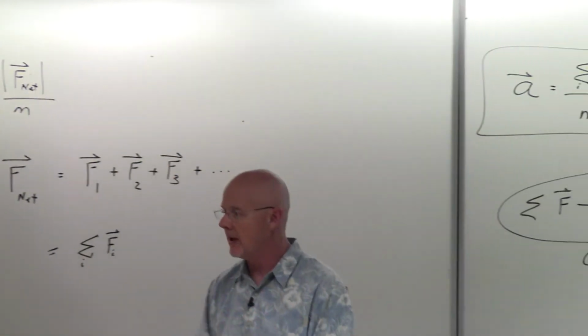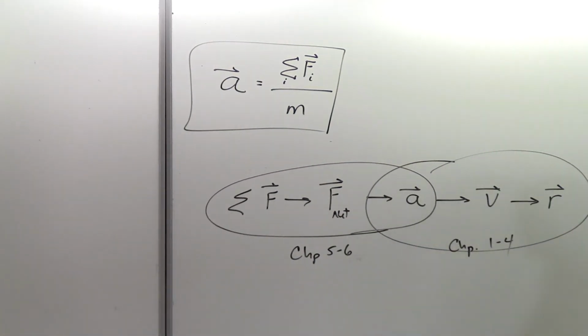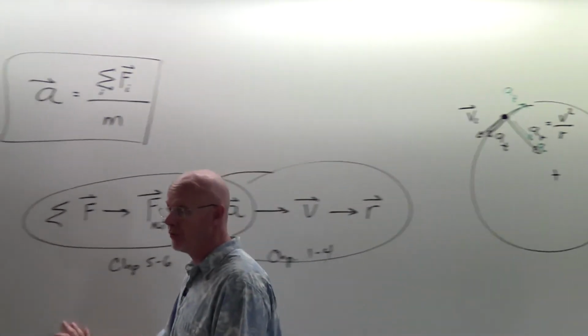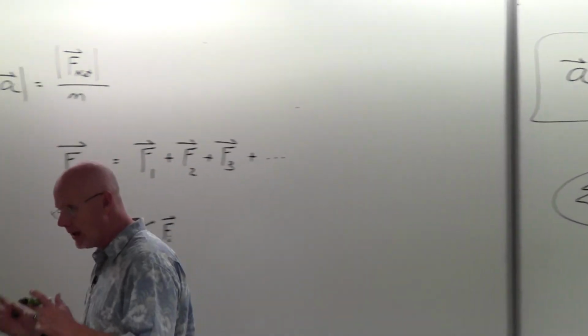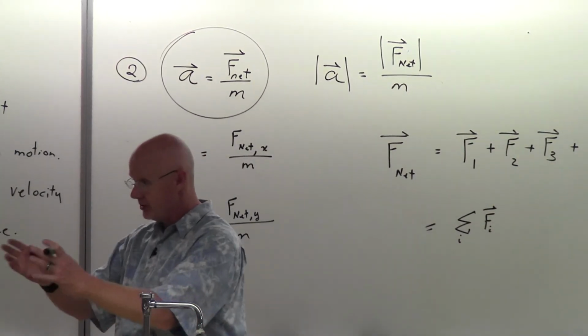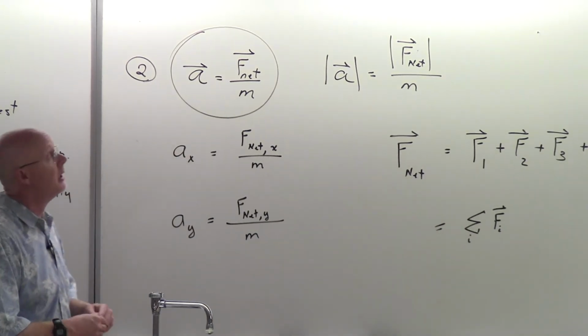Once we get the two-dimensional acceleration, we can get the two-dimensional velocity and the two-dimensional position. Right? And that's why it's going to take 6 weeks to go through this little diagram and make sure we really get the whole idea of chapters 1 through 6 before we move on to some other ones.